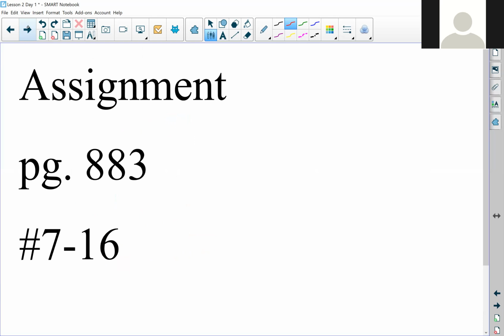So assignment page 883, numbers 7 through 16.